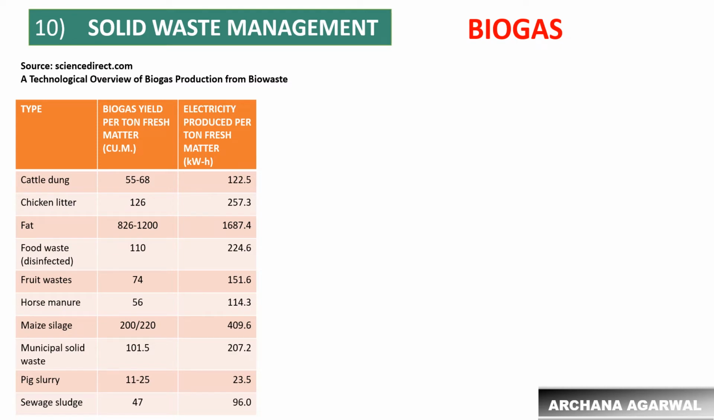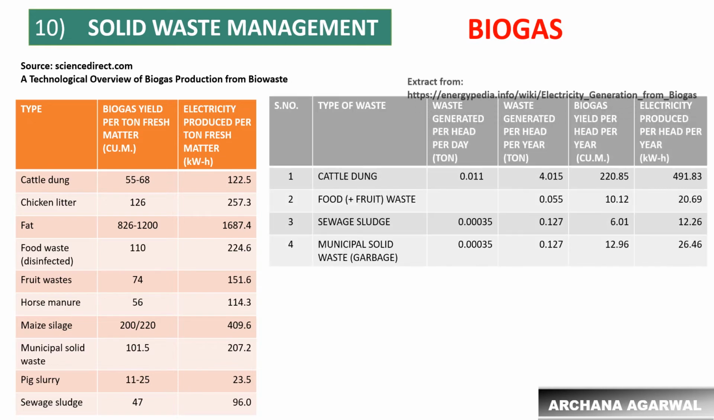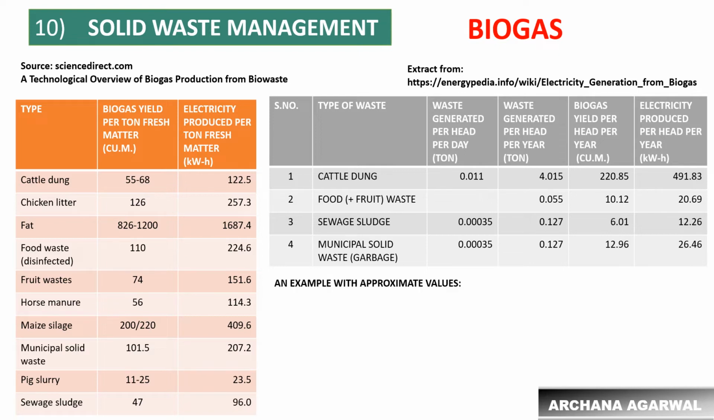This chart shows the biogas yield and the electricity produced by different types of biodegradable matter. After studying the data available on the internet and going through various research articles, I have derived this chart, which gives the biogas yield per head per year for different types of waste, as well as the electricity produced per head per year from different types of waste. The application of this data has been explained through an example.